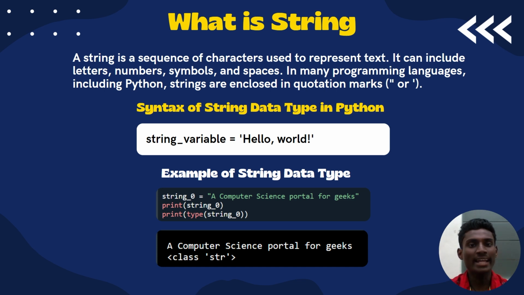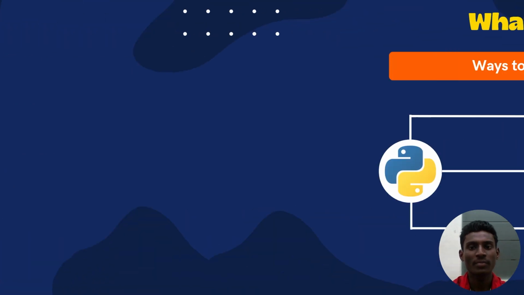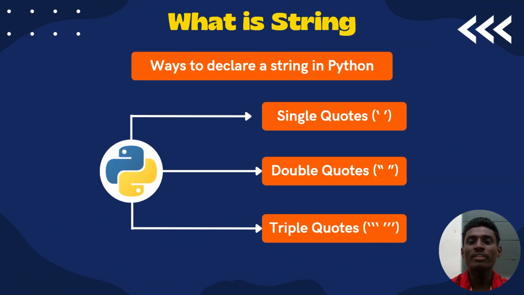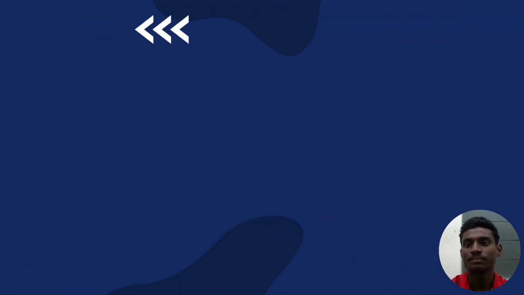Now we will be seeing the syntax of the string data type in Python. As you can see, the string variable is hello world, and below you can see an example of a string data type. We have just shown a string variable, and we give a computer science portal for geeks as an input. Then we print that string, as we can see in the input shown below. Basically, the ways of declaring a string in Python are of three types: single quotation, double quotation, and triple quotation.